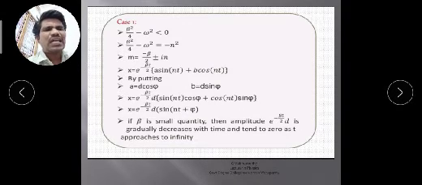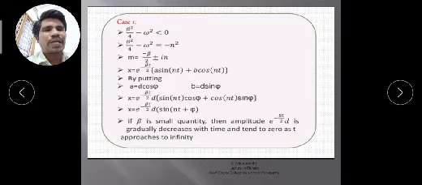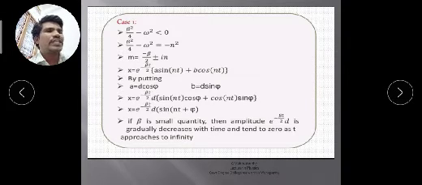Now solving the equation, x is equal to e power of minus beta t by 2 times d sin of nt plus phi. If beta is a small quantity, then the amplitude, that is e power of minus beta t by 2 times d, gradually decreases with time and tends to 0 as t approaches infinity.